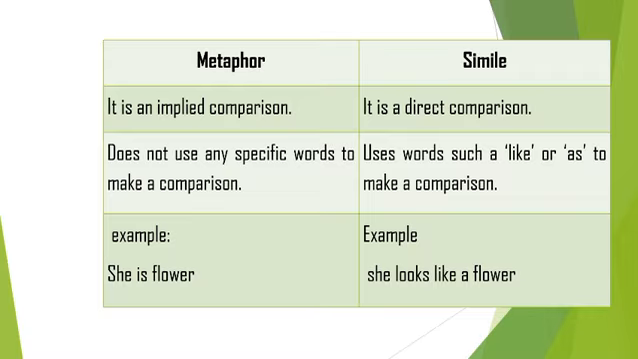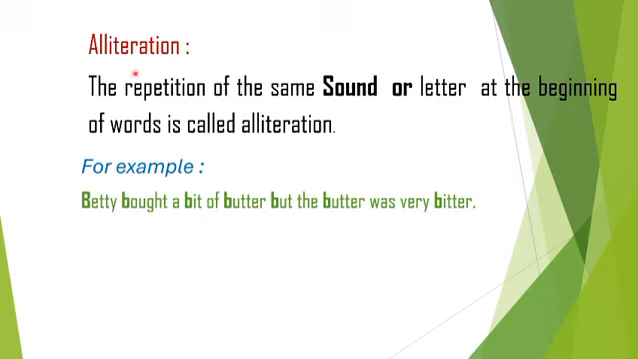The next figure of speech used in this poem is alliteration. See the definition of alliteration. The repetition of the same sound or letter at the beginning of the words is called alliteration. You can see the examples of alliteration on the screen. That is, Betty bought a bit of butter, but the butter was very bitter. In this example, the bold letter B and the sound B is repeated.